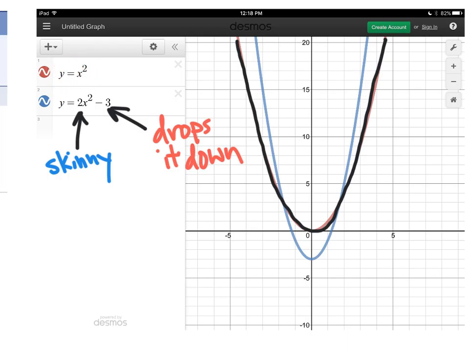I got to tell you, 8th graders love it when I say mother function. So anyway, this is a home function, and so it's been transformed. The minus 3 drops it down. The times 2 makes it skinny.